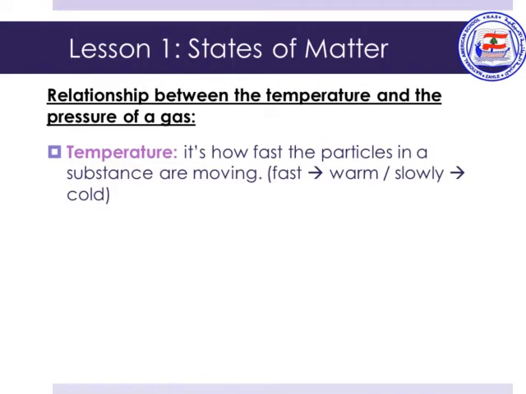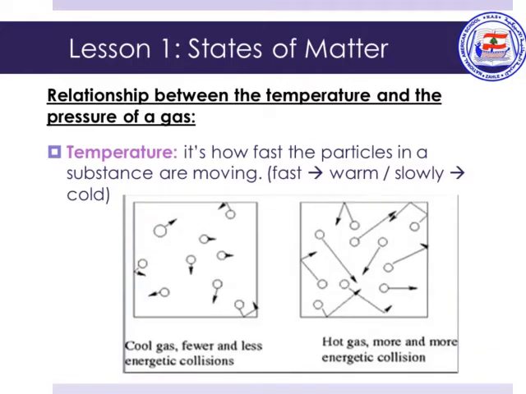Now let's move on and explain the relationship between the temperature and the pressure of a gas. But before we do so, let's do a quick revision about temperature. So temperature is how fast the particles in a substance are moving. If the particles are moving fast, it means the substance is warm. If they are moving slowly, it means the substance is cold.